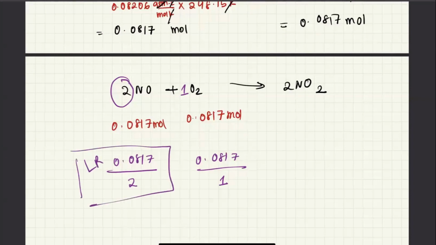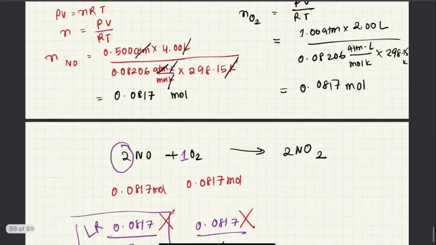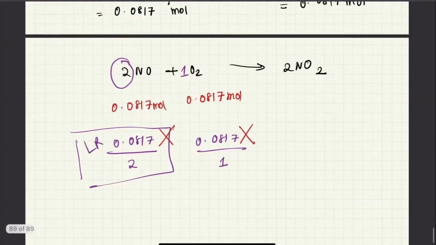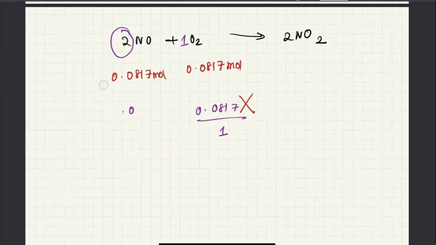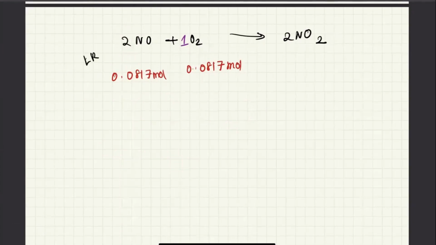But we don't want to use the number from this calculation, okay? We want to just use the number of moles. So here, the number of moles is what? This one. So this is the limiting reagent. Okay? So now we can erase all this since we already found our limiting reagent, right? So this is our LR, limiting reagent.